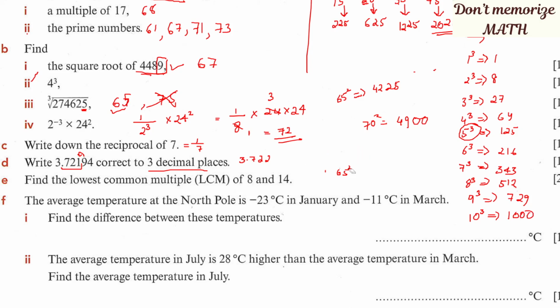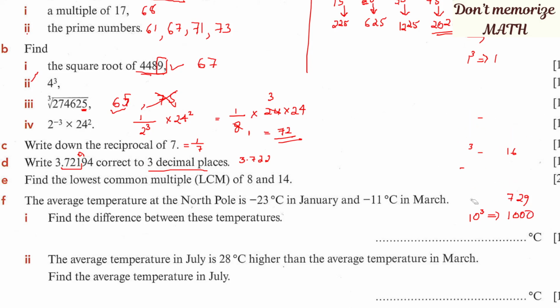Let's erase so that I can write the steps here. Find the least common multiple or LCM, lowest common multiple of 8 and 14.